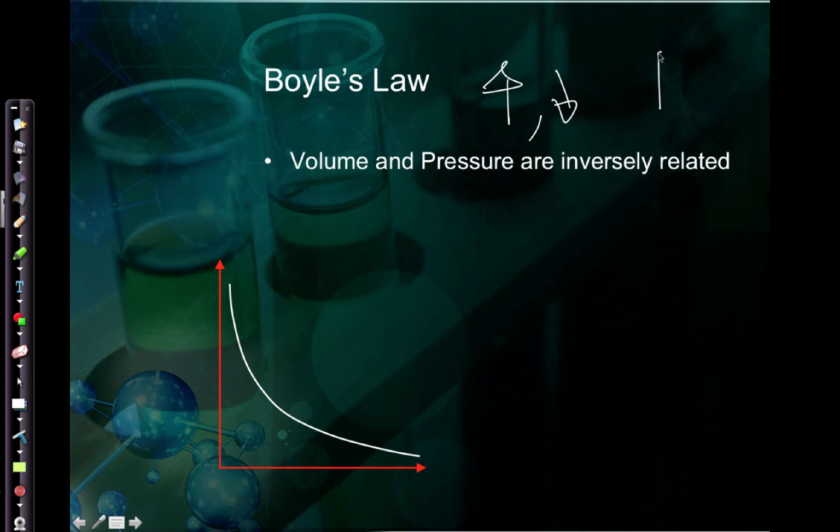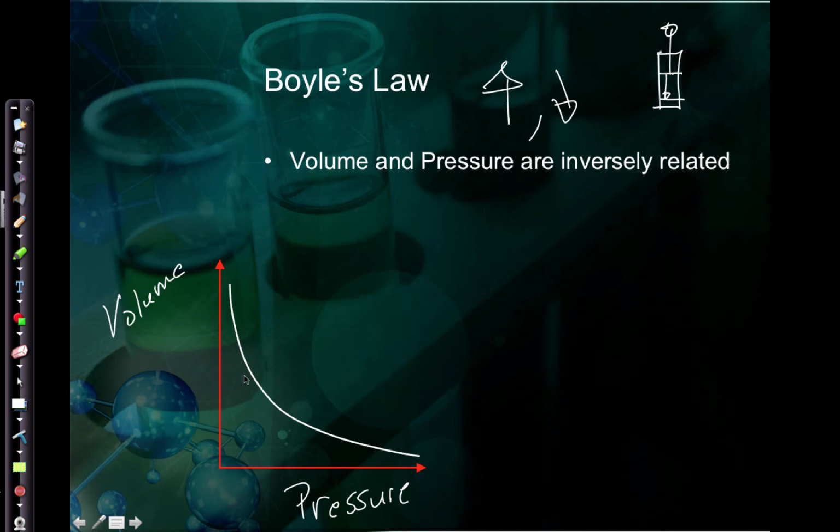So the easiest way to think about this is to think about a syringe with a little pump. So basically, as you push down on this, you're going to increase the pressure, and basically you decrease the space that the gas has. So as I increase the pressure, the volume decreases, and that's what you're going to see in this graph. So you have volume on the y-axis and pressure on the x-axis.